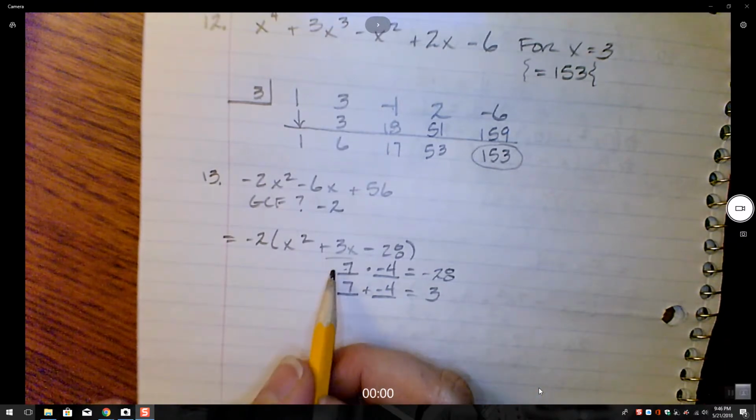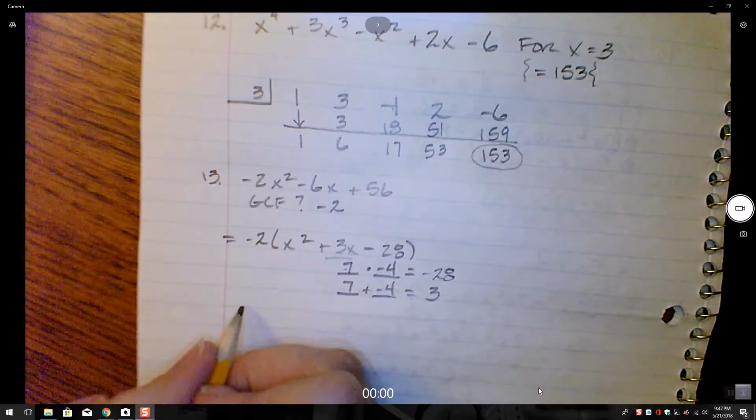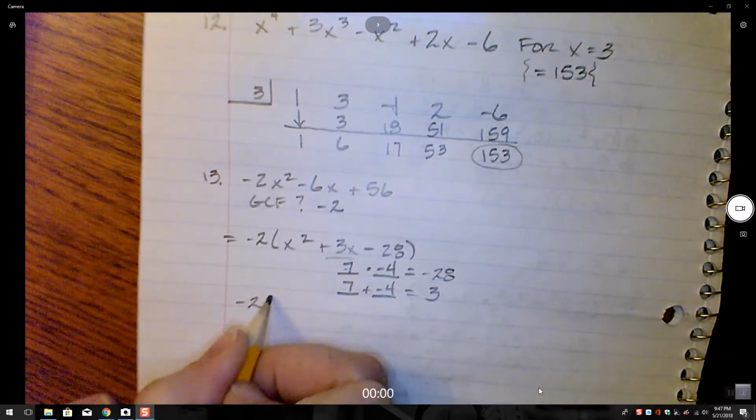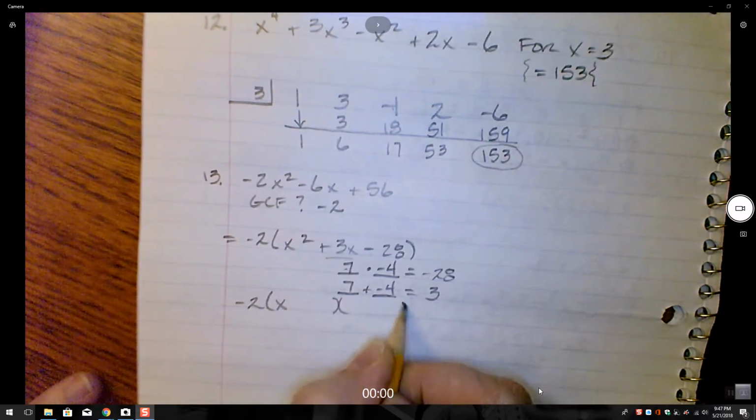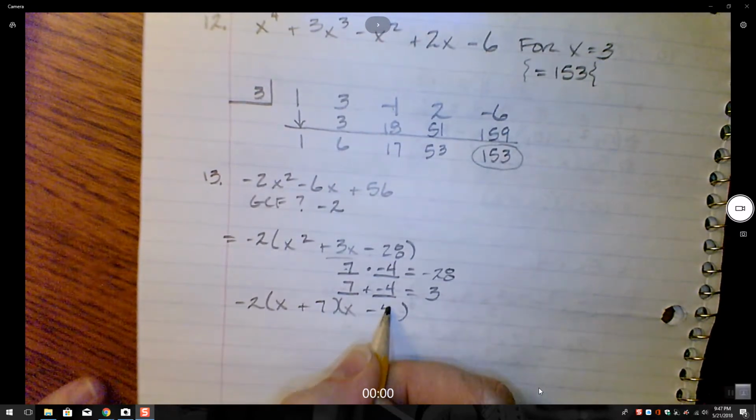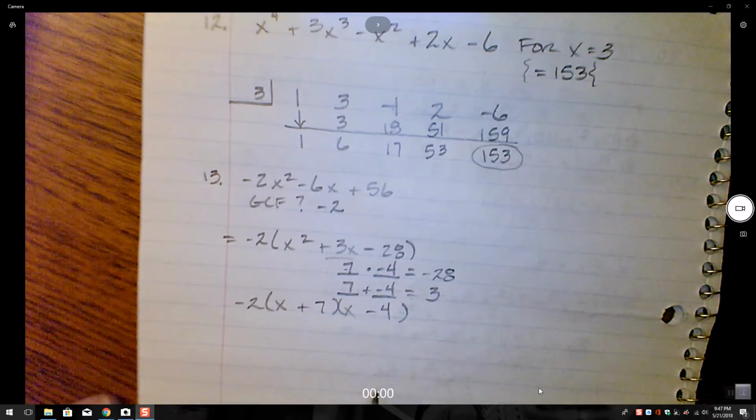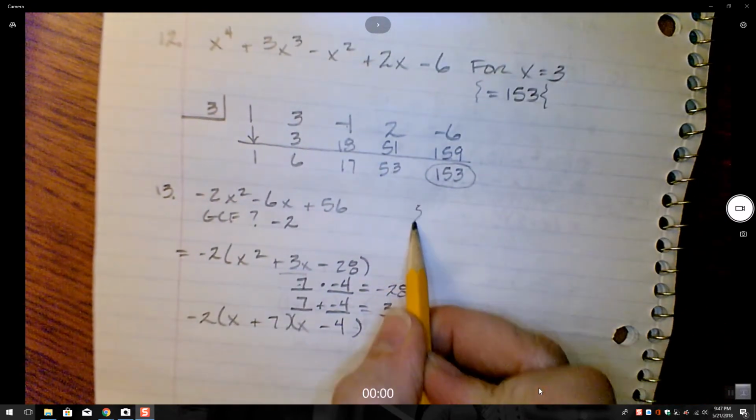So with that, I can actually create my binomial factors. So I've got an x and an x, and I've got a plus 7 and a minus 4. And we're done. Problem 13. Problem 14.